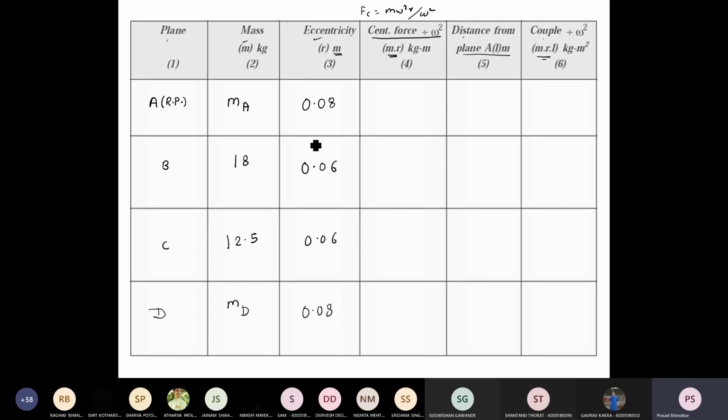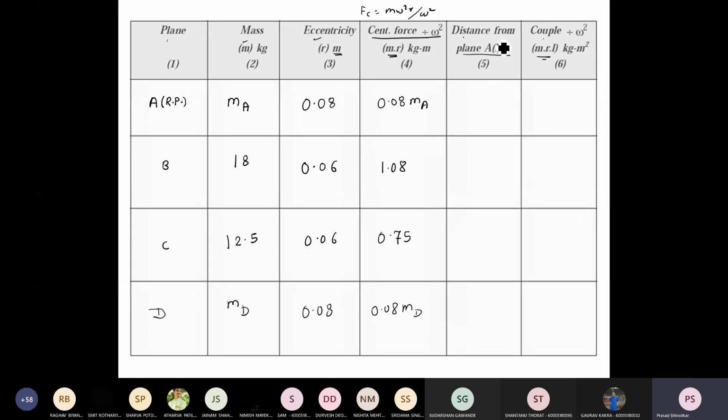Alright. Now multiply m into r. So this becomes 0.08 into MA, and this becomes 1.08, this becomes 0.75, and this becomes 0.08 into MB.